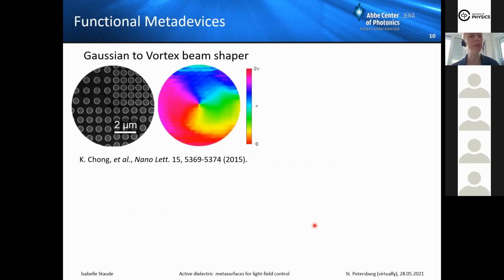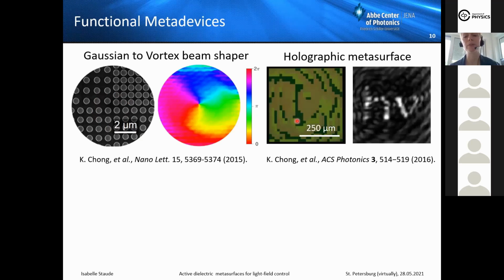So yeah, we used this kind of concept in order to demonstrate a few functional meta devices. The first one was a very simple one, just this Gaussian vortex beam shaper. Here we varied the lattice constant of these disks in order to implement a 0 to 2 pi azimuthal phase variation. And here you see the retrieved phase of the near IR vortex beam that was generated. So this worked. A bit later, we also tried our first hologram.